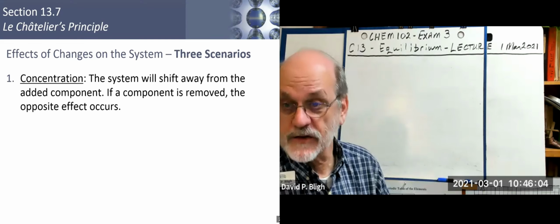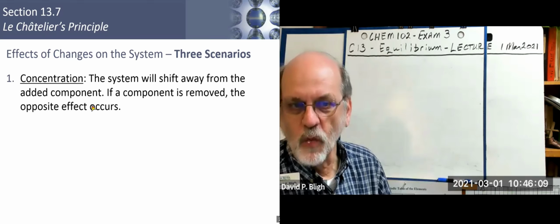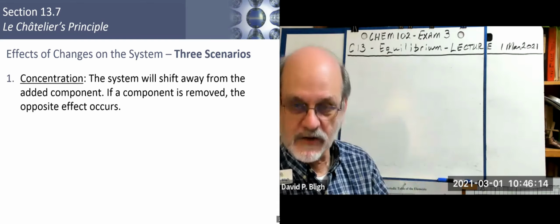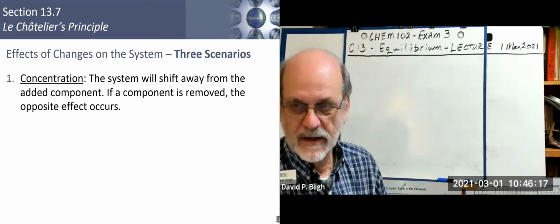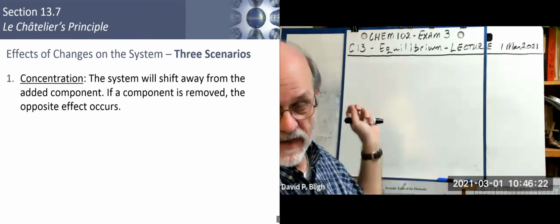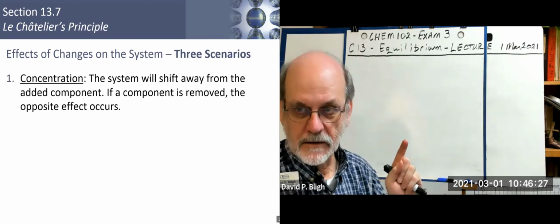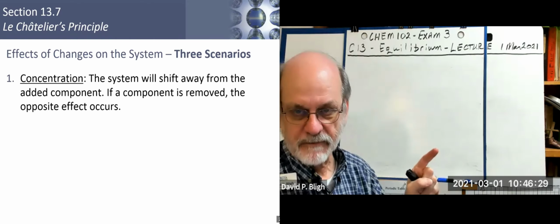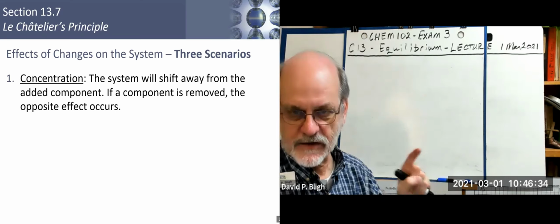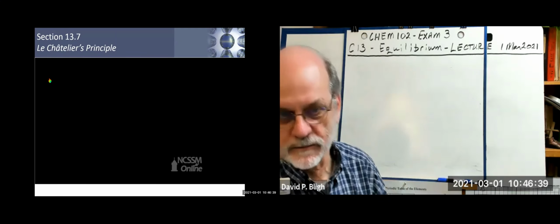Okay, first scenario, concentration. That's the easy one. In other words, the system will shift away from the added component. Or if the component is removed, it'll shift back to supply some of that component. And that could be either direction. However you write the equation, it could shift one way or the other. You just have to say to yourself, where's the disturbance? And what movement will alleviate or minimize that disturbance? So here's your first video.